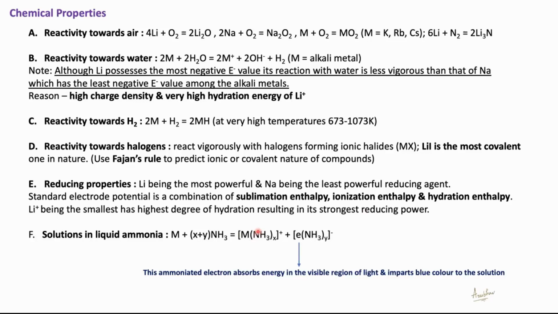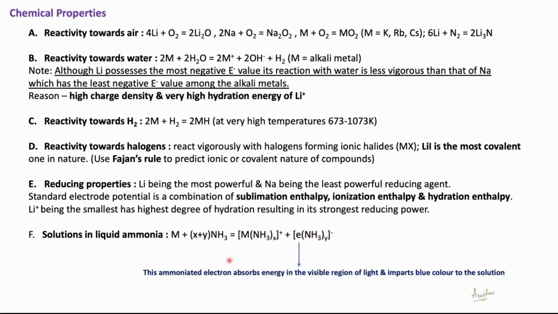So it will be coordinated to the alkali metal. So M(NH3)x plus is the one alkali cation, and the electrons will be surrounded by the NH3 molecules and will have a net negative charge. So you see from M we are having M plus ammoniated and electron minus, that is also ammoniated.